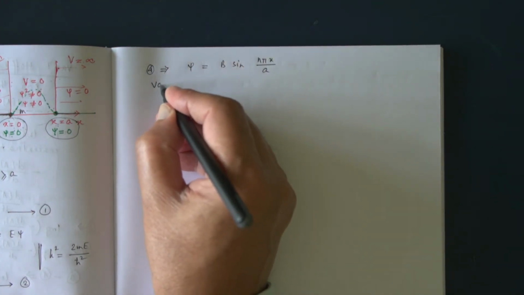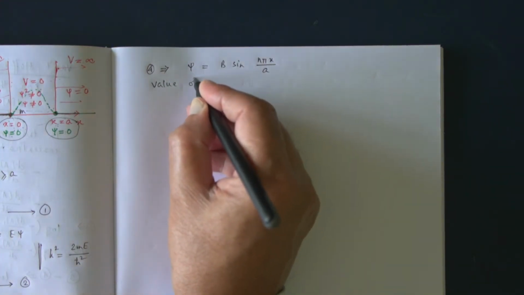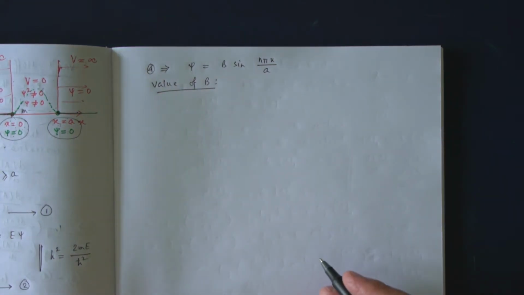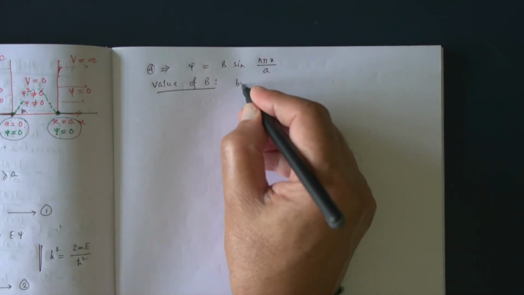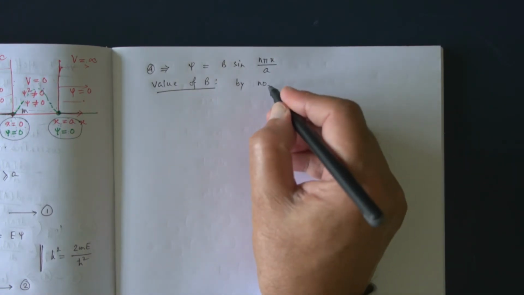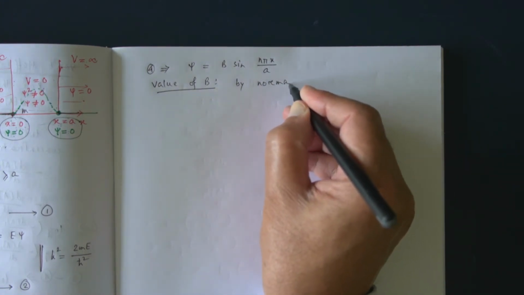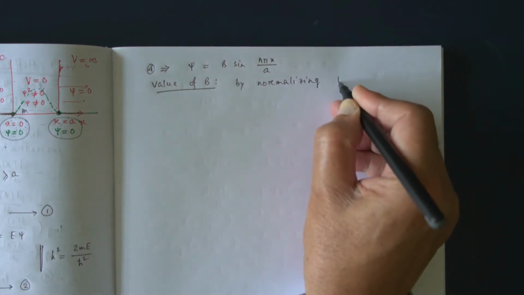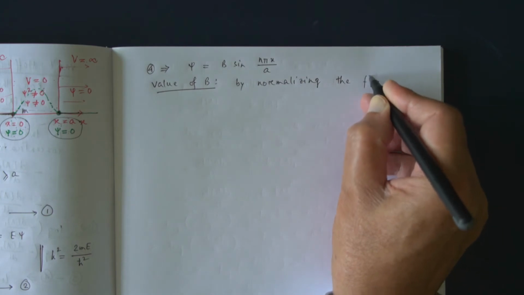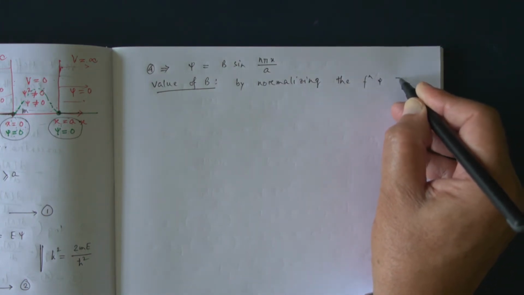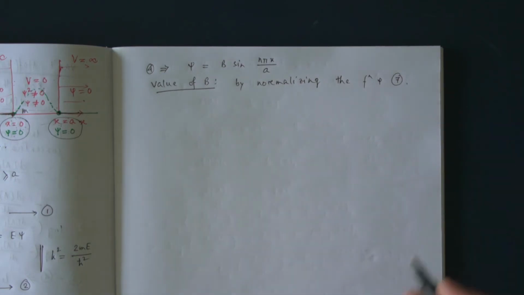How to find out the value of b? By normalizing the function psi. That is equation 7. We have to normalize.